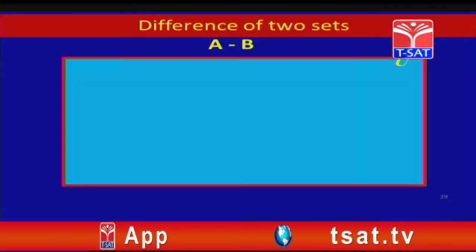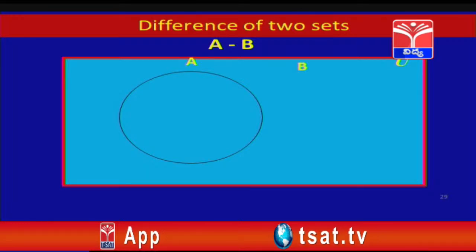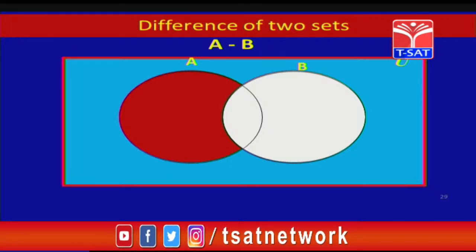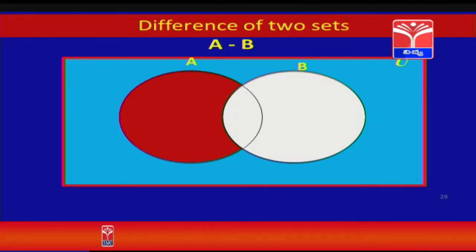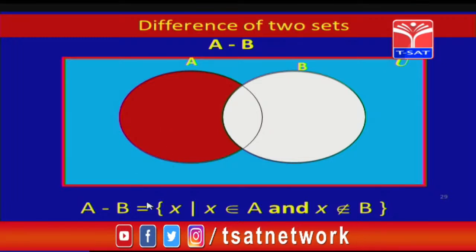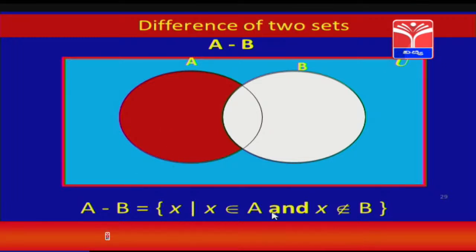Now, we are going to discuss one more concept, the difference of two sets, A minus B. You see, I am taking two sets. If I remove B from A, that is called A minus B. That means the shaded red part you see here is the part which belongs to A but does not belong to B. So A minus B is equal to {x such that x belongs to A and x does not belong to B}.